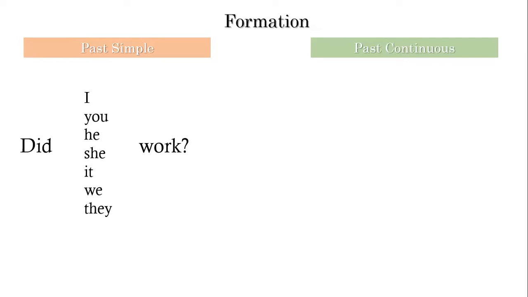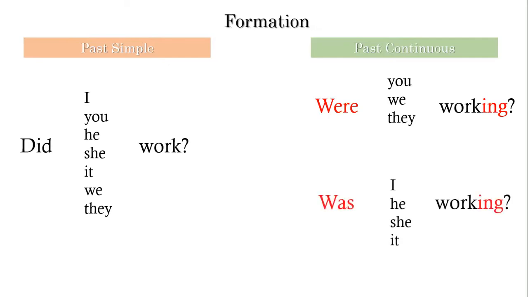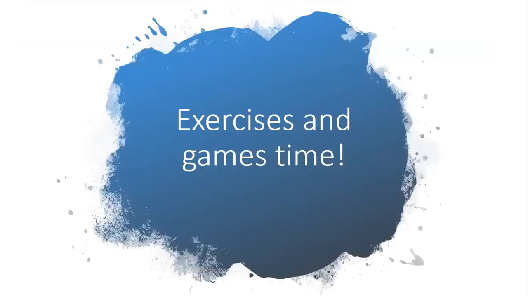Okay, now about past continuous. Here we have to also put to be of past in the first place. So was and were we have to put in the first place. So were you working? Were they working? Or was he working? Was she working? So if you understood, let's continue.